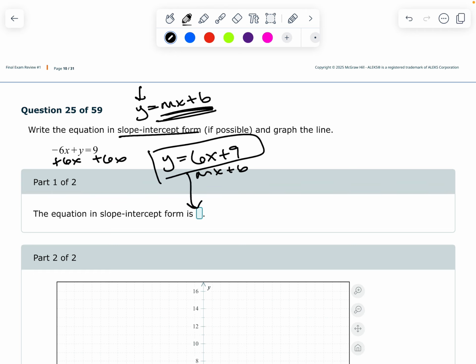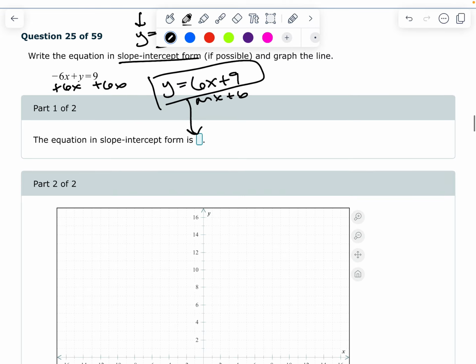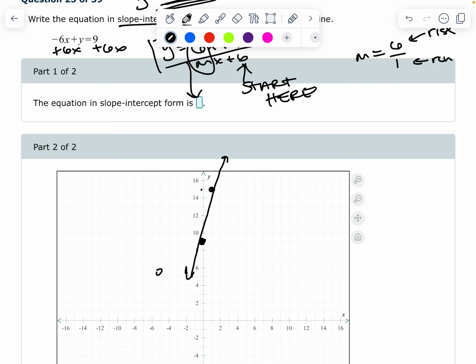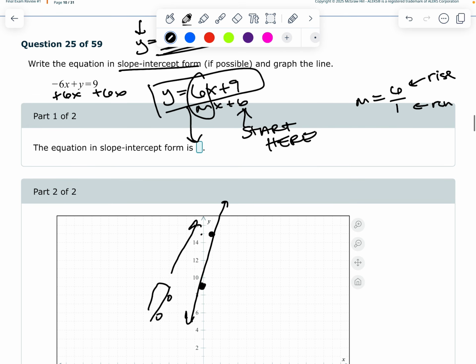That's going to go in this box. And then to graph it, the way that you do this is you start at b. You start here. So I'm going to start at 9. And then from there you go your slope. Slope is 6, same thing as 6 over 1. That's our rise over run. So I need to rise 6, run 1. If you can, you want to run to the right. And you could do, again, a sanity check here. That's a positive 6. If I was to put a car on this, it would be going uphill, right? Positive 6 slope, it's going uphill.